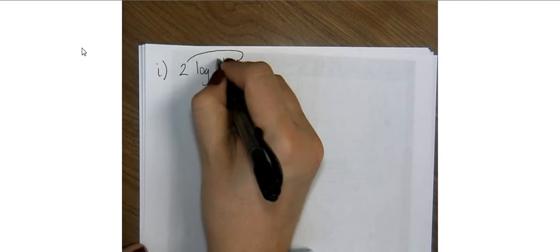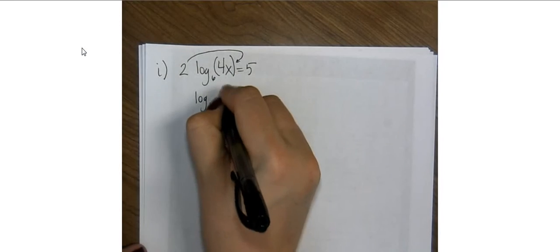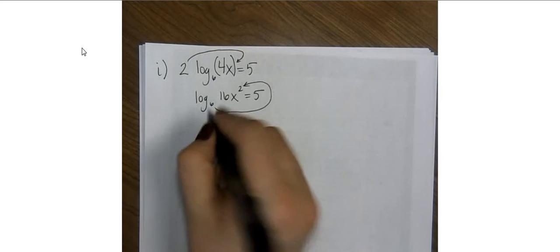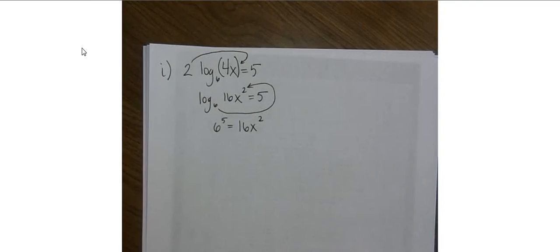What you might want to do instead, and that's what I'm going to do, is pull this 2 over as your exponent. So that has to go to both the 4 and the x. So when I pull that over, I should end up with log base 6 of 16x squared equals 5. So I've kind of gotten around having to have that fraction there. All right, so then the next thing that you want to do is you want to convert it. You're going to have to convert it to exponential form. So to do that, you're going to have 6 to the 5th equals 16x squared.